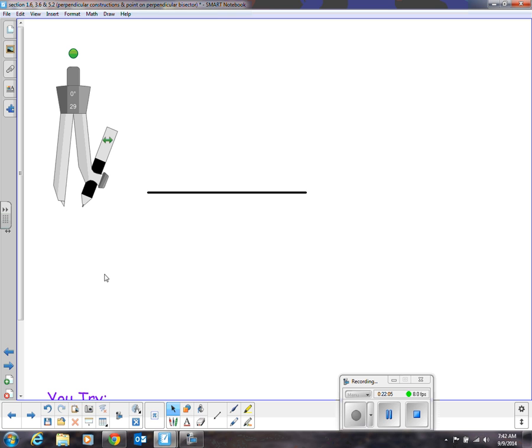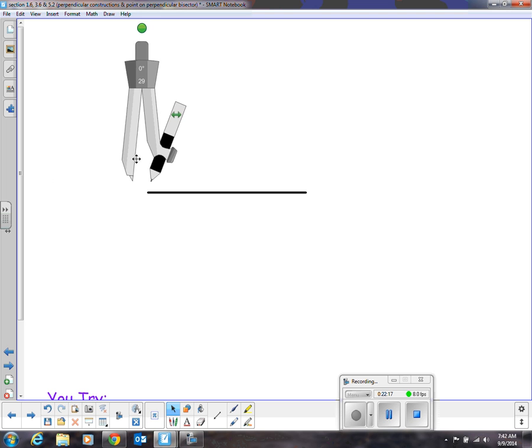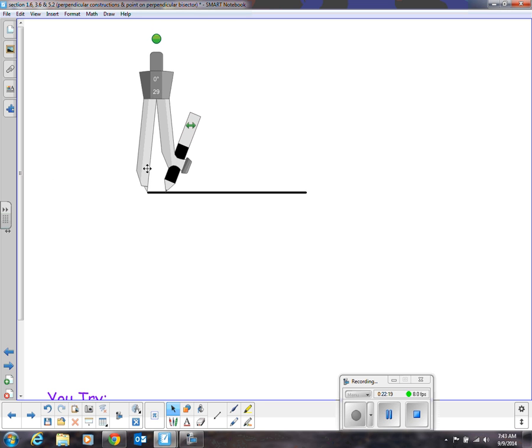So when you do a perpendicular bisector of a segment, you've got this endpoint and you've got this endpoint. You see those two endpoints? So you're going to take your compass and put your compass point on one endpoint of the segment. Can you do that for me? Draw a segment. Put your compass point on one endpoint of that segment.